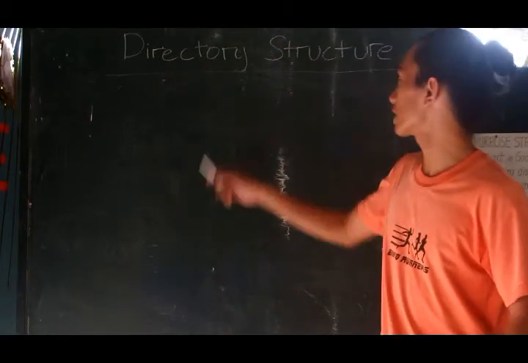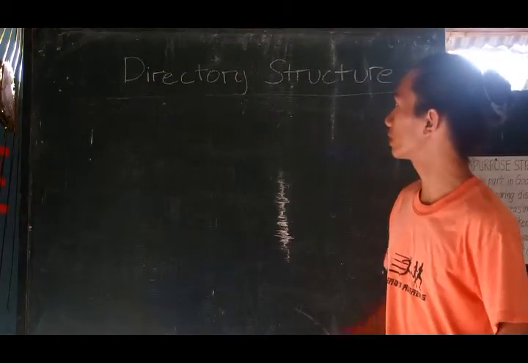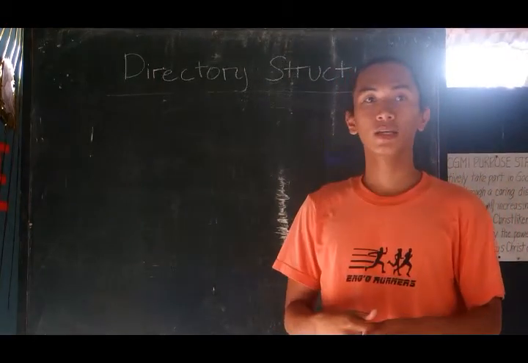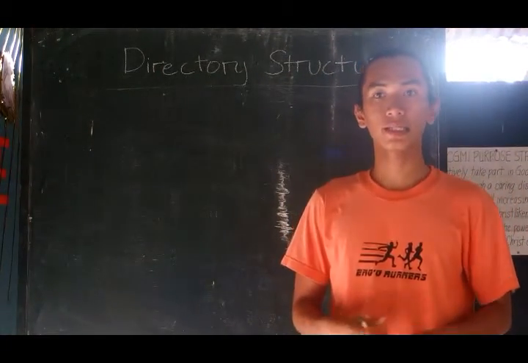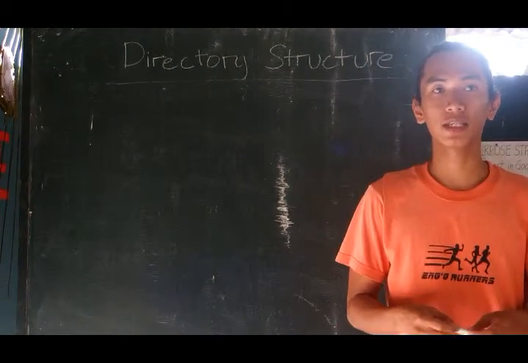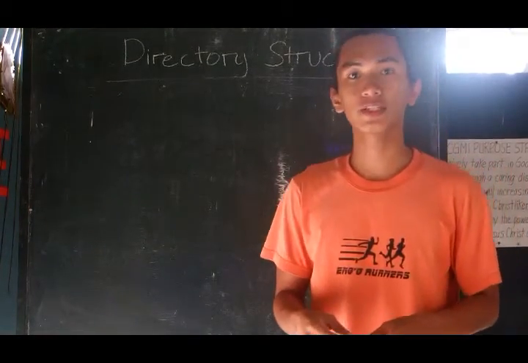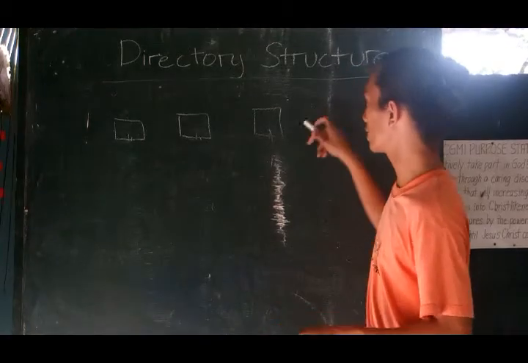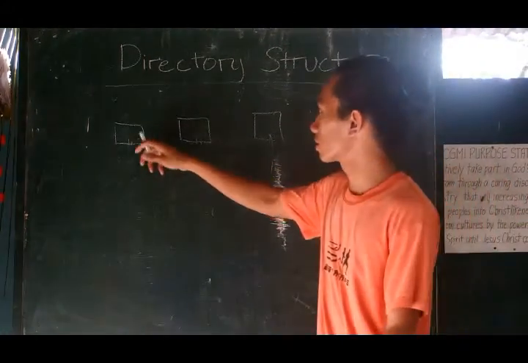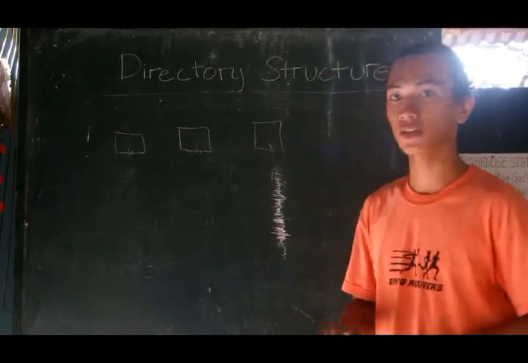To discuss the directory structure and its meaning: a directory structure, to simplify it, is a node containing information about all files. We will use a linked list or linked nodes to illustrate it. These nodes represent the directory structure, and every node represents a directory that contains information.